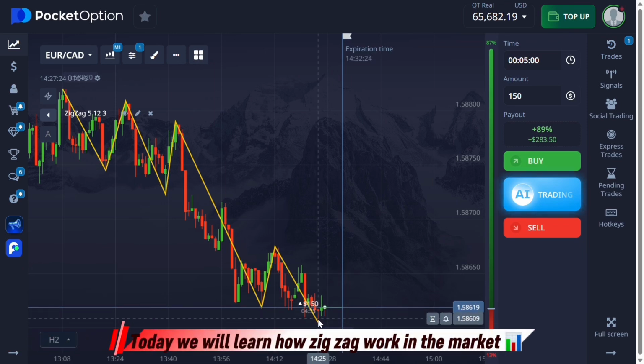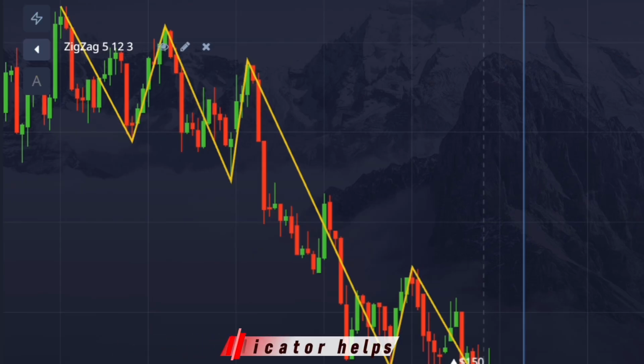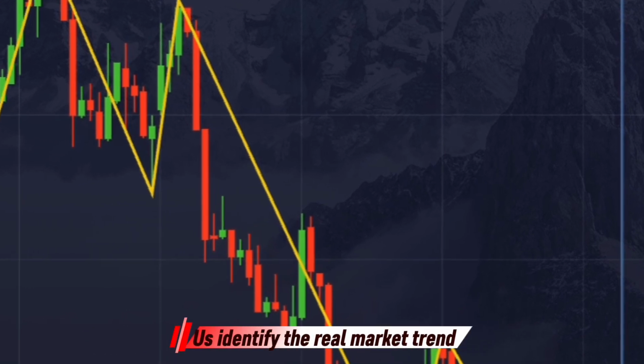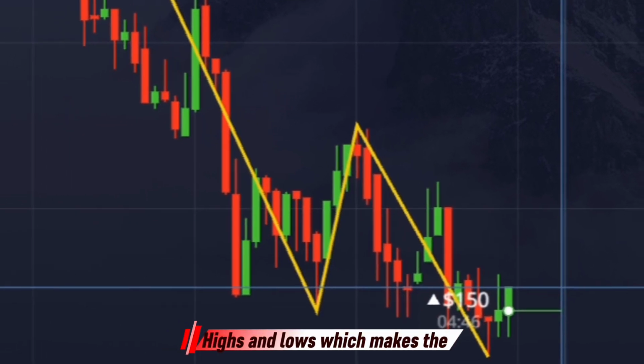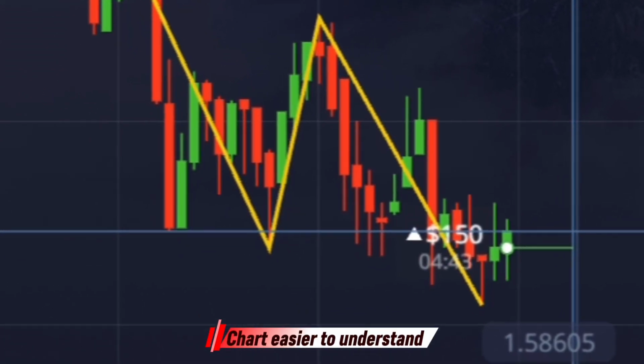Today we will learn how zigzag works in the market. Zigzag indicator helps us identify the real market trend. It removes small price movements and shows only important highs and lows, which makes the chart easier to understand.